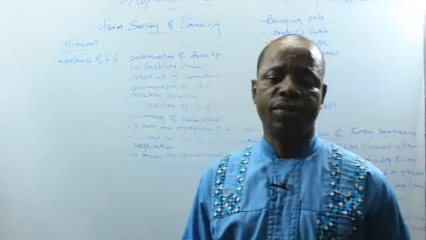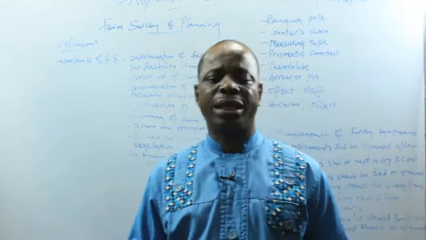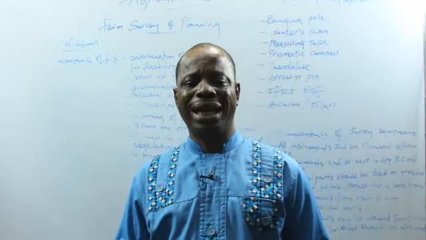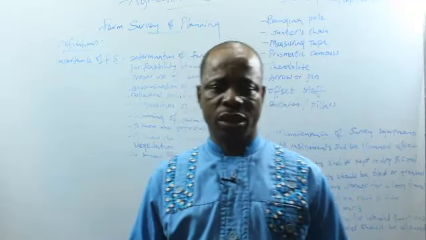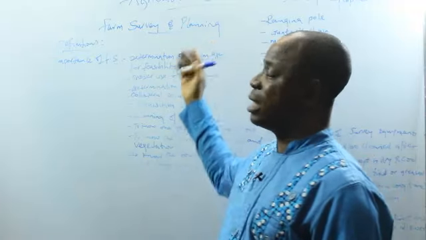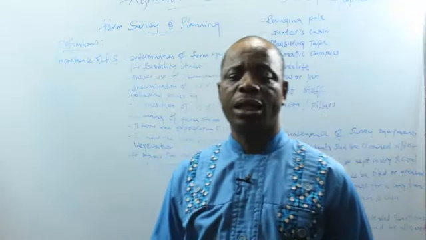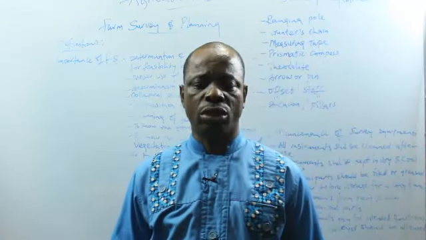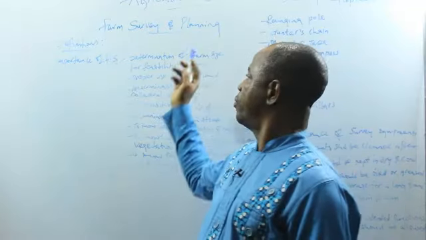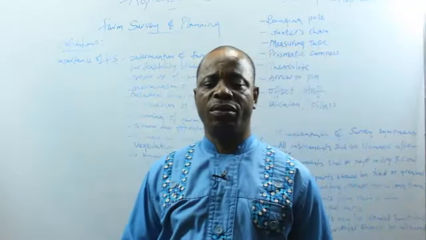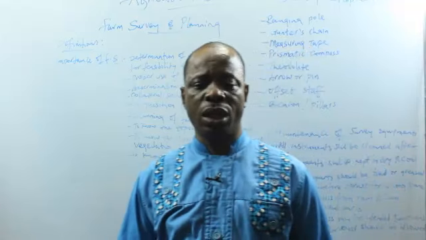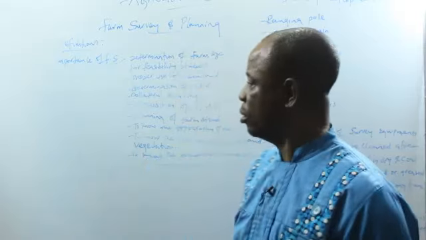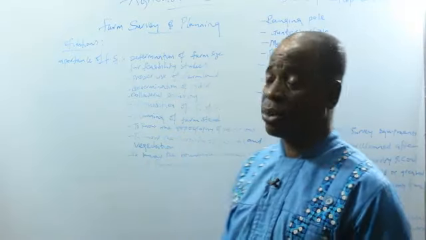Farm survey involves the measurement of farmland and the representation of such measurement with a map, with a diagram or layout for specific purposes. Whereas farm planning involves the use of the farmland in the most appropriate way so as to eliminate or reduce land degradation or land wastage. Now, what is the importance of farm survey and planning?